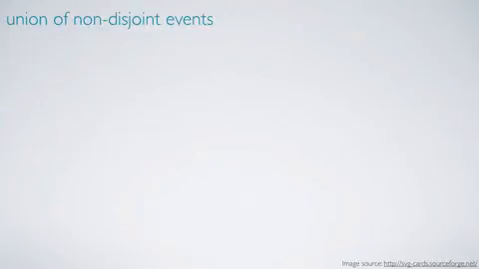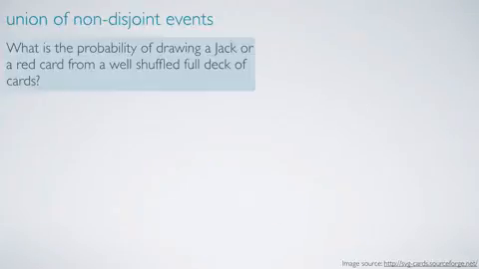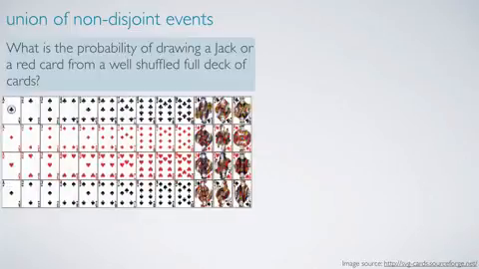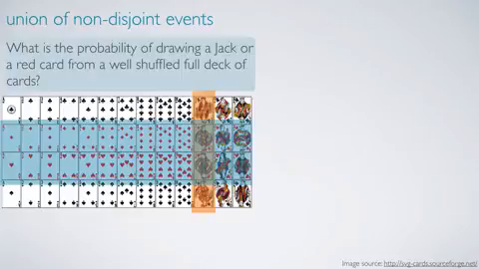Next up, union of non-disjoint outcomes. This time, we want to find the probability of drawing a jack or a red card from a well-shuffled full deck of cards. So how is this different from the previous question? Here again is a full deck of cards. We once again have the 4 jacks that we saw before, and there are 26 red cards in the deck. And note that there is an overlap between them. There are 2 red jacks that fit both criteria.